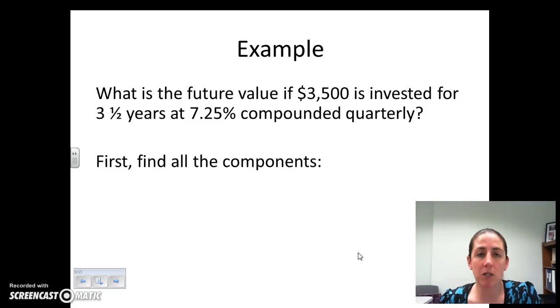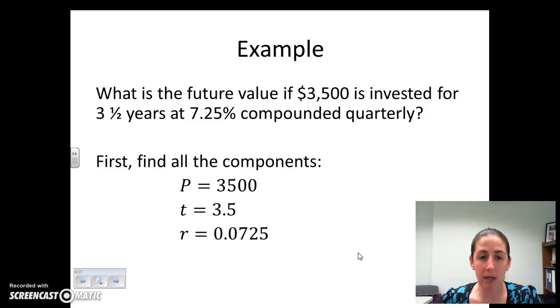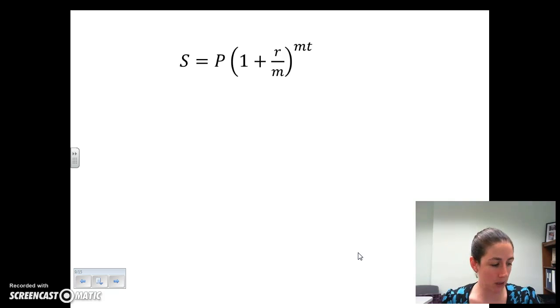So the first thing you want to do is find all the components to the formula. So we're looking for the future value. We know our principal is $3,500. We know the time that we're going to leave it there is 3.5 years, which is 3.5. We know our interest rate turned into a decimal is 0.0725. And then the number of compounds, if it's compounded quarterly, that means you're getting 4 interest payments per year. So now we can plug it all in.